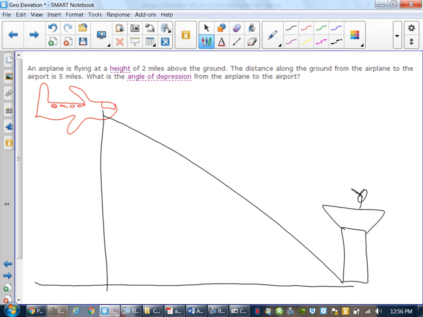If an airplane is 2 miles off the ground, is that vertical, horizontal, or diagonal? So it's vertical. It's 2 miles up. Then it is 5 miles from the airport along the ground. That's the horizontal. You're trying to figure out what the angle of depression is, which is this part here. Angle of depression is the same thing as the angle of elevation here.